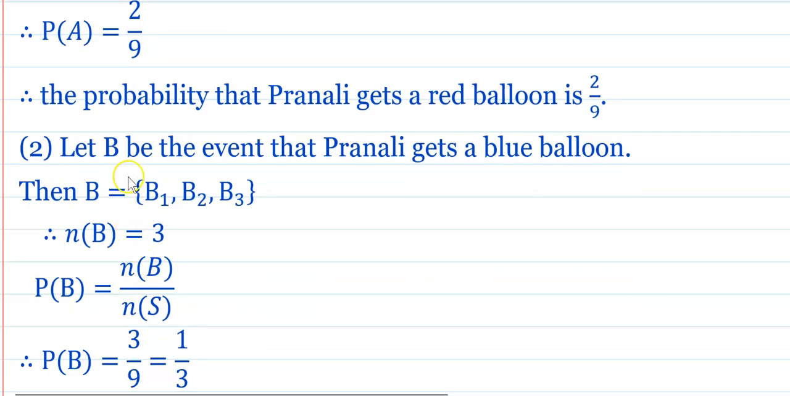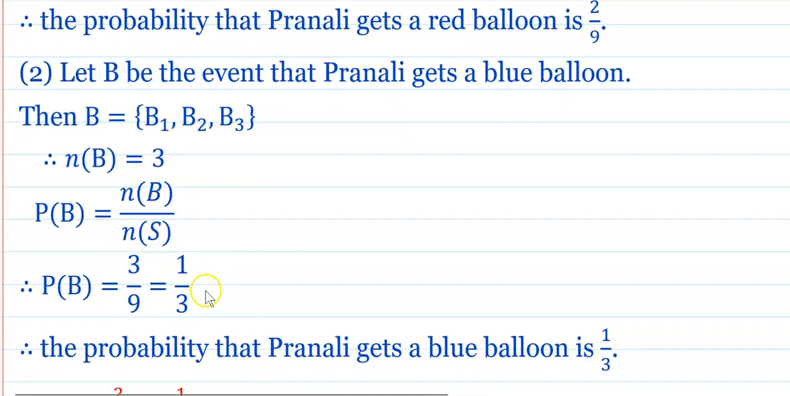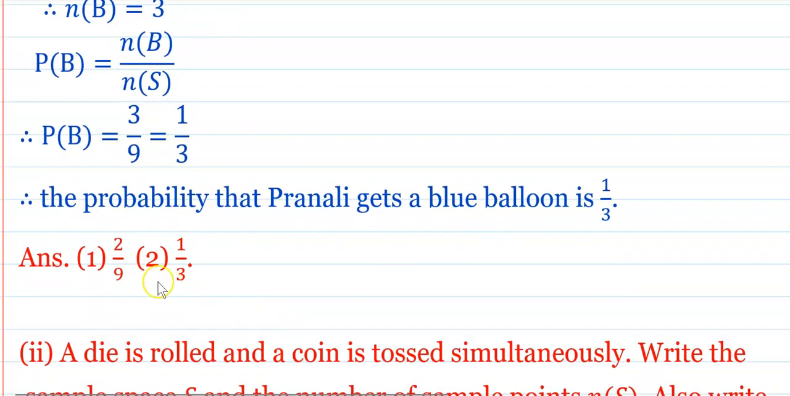Okay. Let B be the event that Pranali gets a blue balloon. Then B is equal to, the blue balloons are B1, B2, B3. N of B is 3. Again, the formula for probability: P of B is equal to N of B upon N of S. Therefore, P of B is equal to 3 by 9. Then you will get 1 by 3 after simplification. Therefore, the probability that Pranali gets a blue balloon is 1 by 3. And therefore, these are the answers.